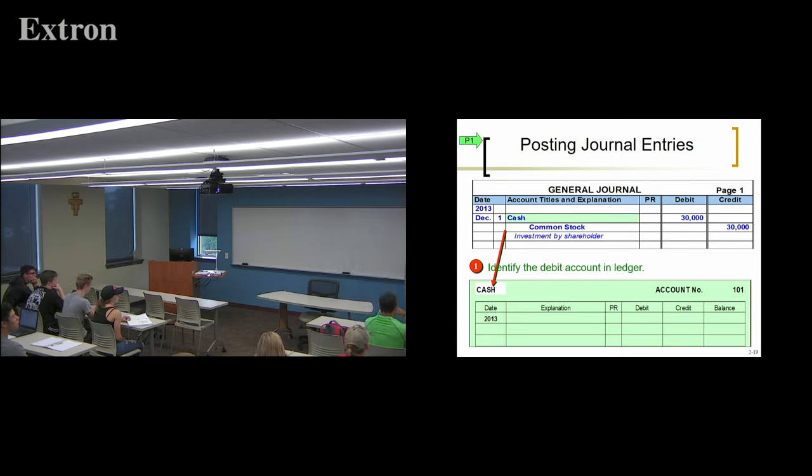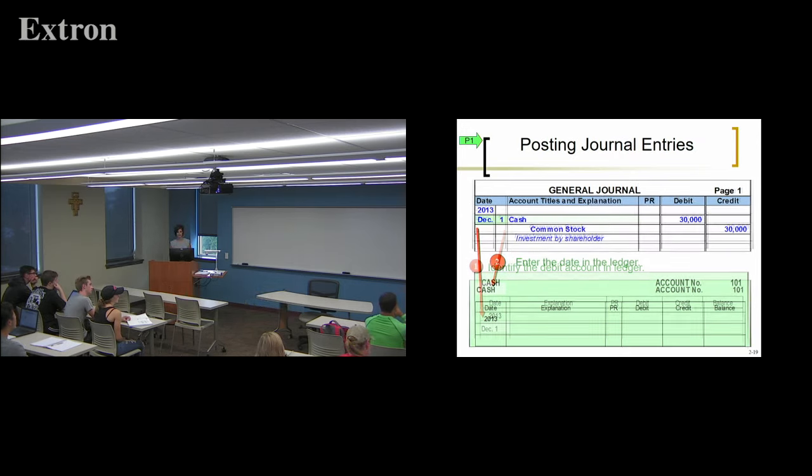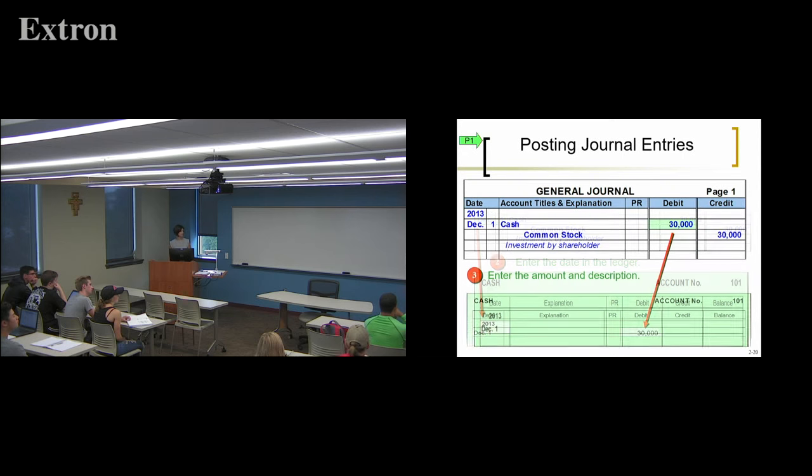Transfer. So I'm going to transfer that $30,000 to the cash account in the ledger. Okay? I'm also going to do that for common stock. I have to do it for every single account because every account will have a balance that will be used then to prepare financial statements a little bit later on. So we enter the date, we transfer or we post the 30,000 as a debit because that's what we did to it in the journal.